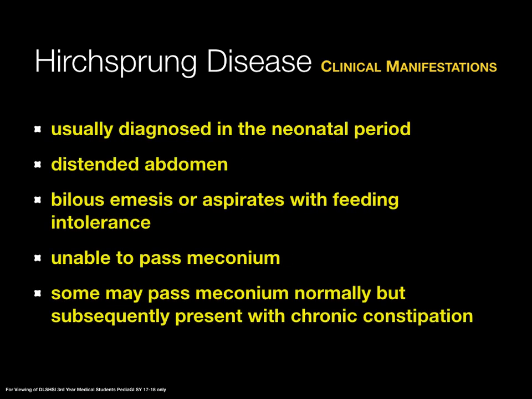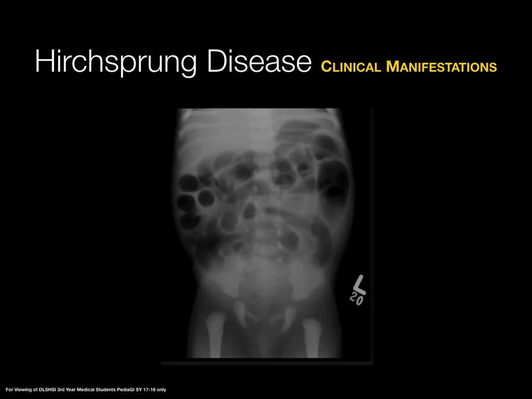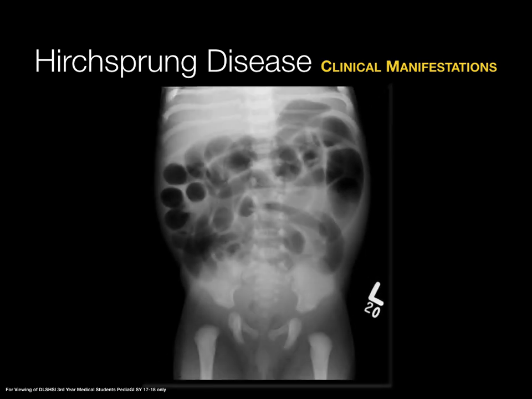Hirschsprung disease usually is diagnosed in the neonatal period, presenting with distended abdomen, bilious emesis or aspirates with feeding intolerance, unable to pass meconium, or some may pass meconium normally but subsequently present with chronic constipation. Meconium passage should be observed in the first 48 hours of life. Here is an abdominal X-ray of a child with Hirschsprung disease.